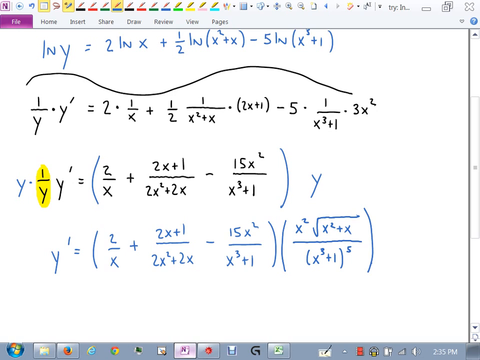That's called logarithmic differentiation. We're going to do more of that when we come back next week.